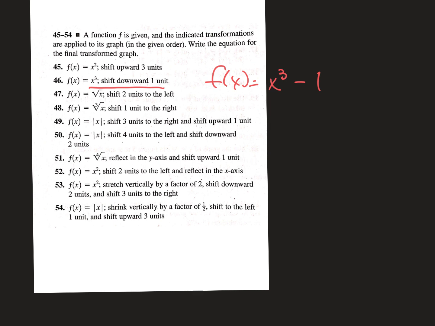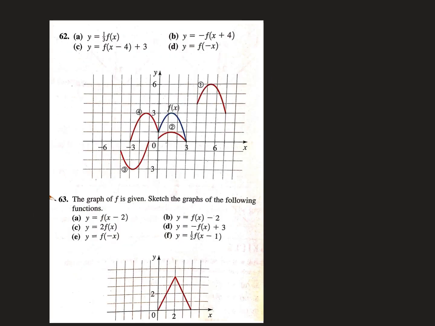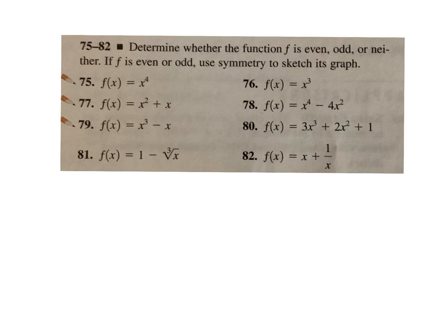I'm going to do one like 75 to 81, if I can find them. There it is. 76, for example. It's going to ask you if it's even, odd, or neither. To check if it's even, what you do is you plug in a negative x. And if I plug in a negative x there, where the x is, I'll get negative x cubed.